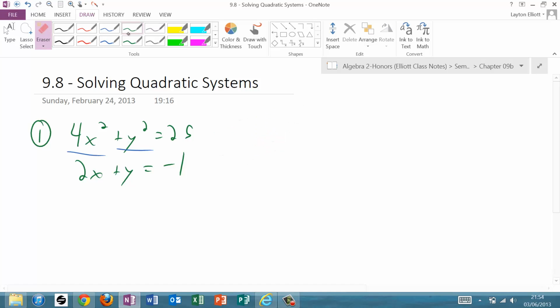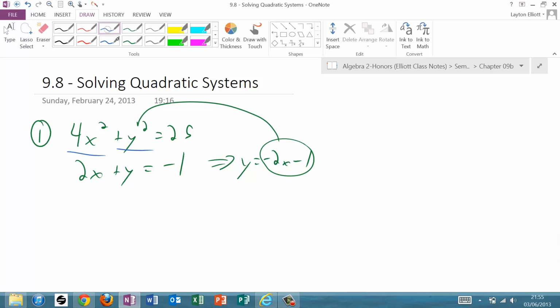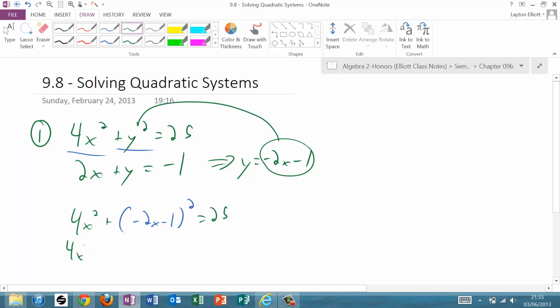Let's go ahead and solve this. I'm going to do this by elimination. Let's take the second equation here and maneuver it so I actually end up with y is equal to negative 2x minus 1. And when I take that and plug it into the first equation, I'm going to get 4x squared plus negative 2x minus 1 quantity squared equals 25. Simplify that, 4x squared plus 4x squared, this would be plus 4x and then plus 1 equals 25.